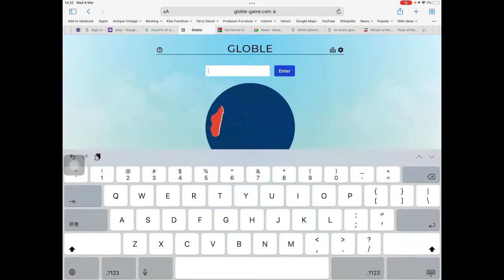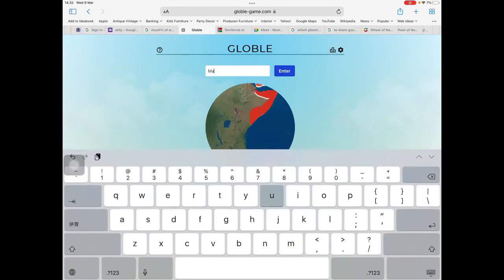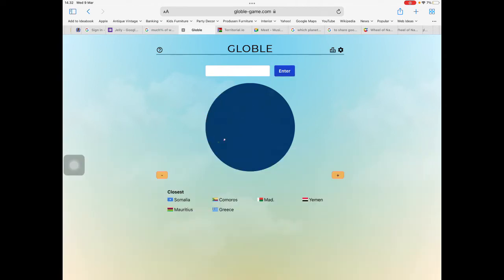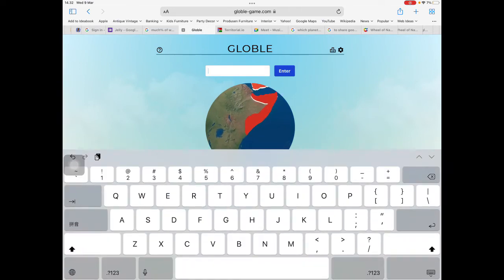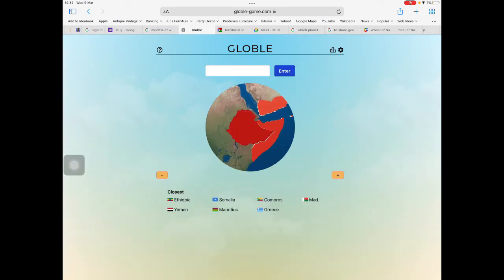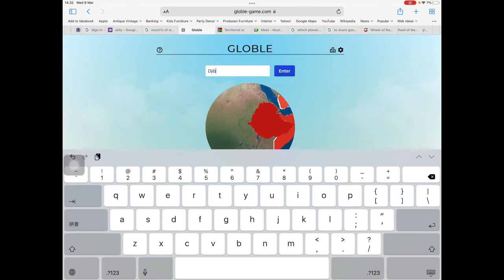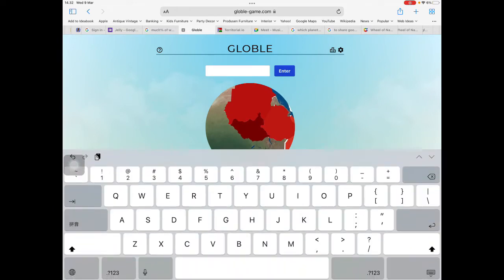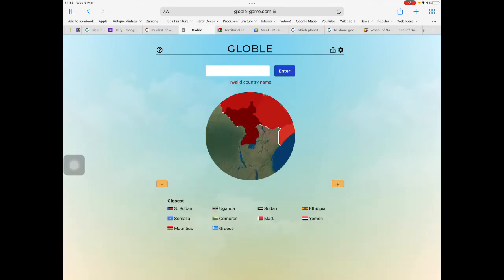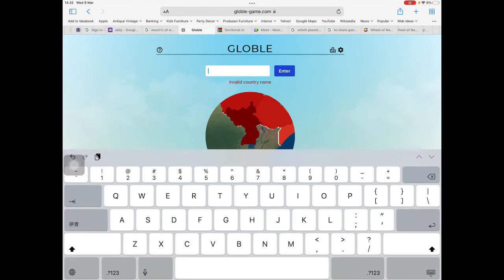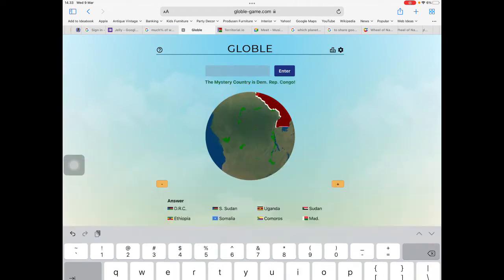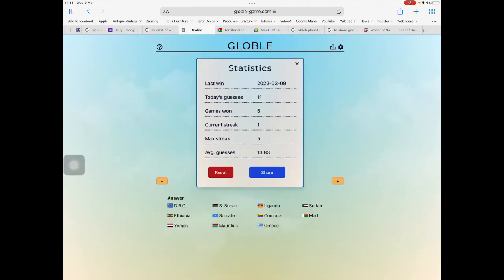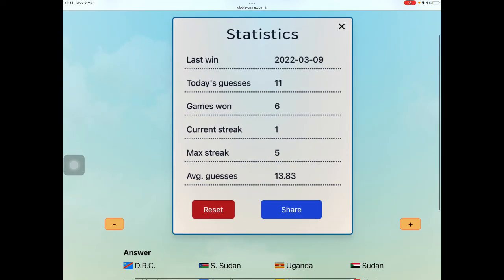No. Okay. We're doing Comoros? Nope. Mauritius? No. I think it could be the Horn of Africa. So let's try Ethiopia? Okay, we're really close. Djibouti. Sudan, actually. I'm changing my mind to Sudan. South Sudan? That's getting closer. Uganda? No. Okay, I'm trying this. Will this work? It is! So we needed 11 guesses, and so let's do this again.